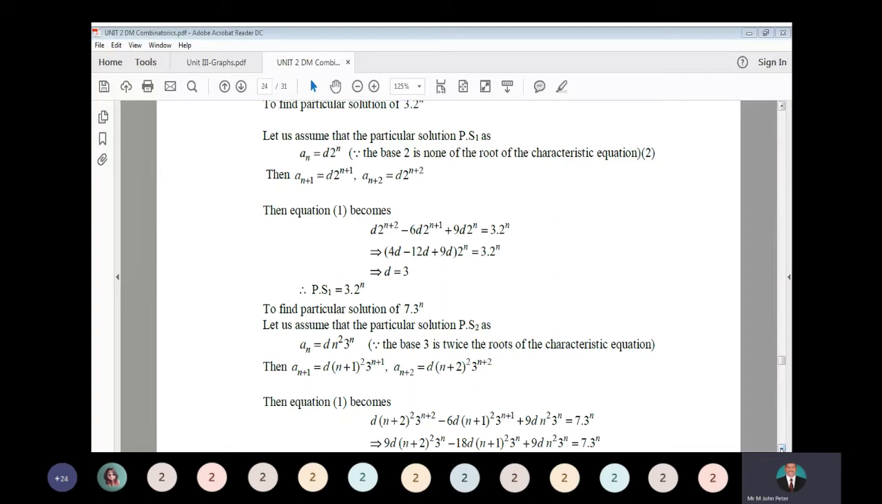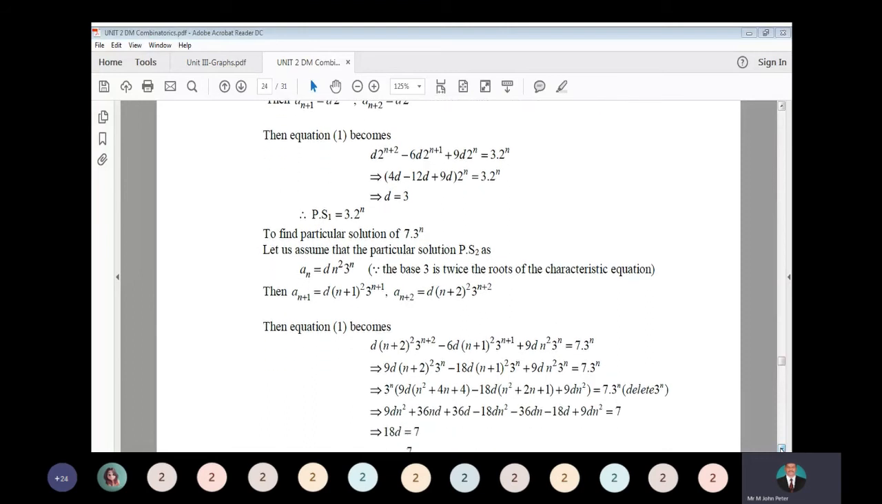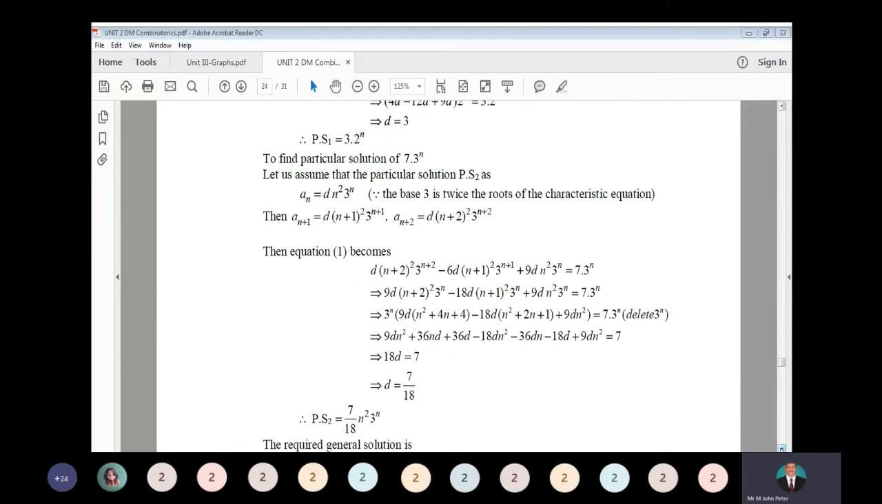So a_{n+1} equal to d into (n+1) square, 3 power n+1. a_{n+2} is equal to d into (n+2) square into 3 power n+2. So then the equation 1 becomes, I mean the given reference equation, d into (n+2) square 3 into 3 power n+2 minus 6 into d into (n+1) square 3 power n+1 plus 9d n square 3 power n, that's equal to 7 into 3 power n. That implies 9d into (n+2) square 3 power n minus 18d into (n+1) square into 3 power n, and 9d into n square 3 power n, that's equal to 7 into 3 power n.